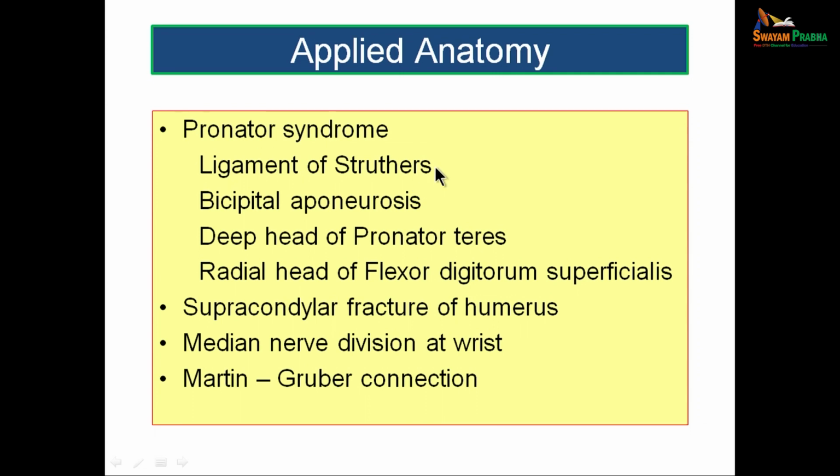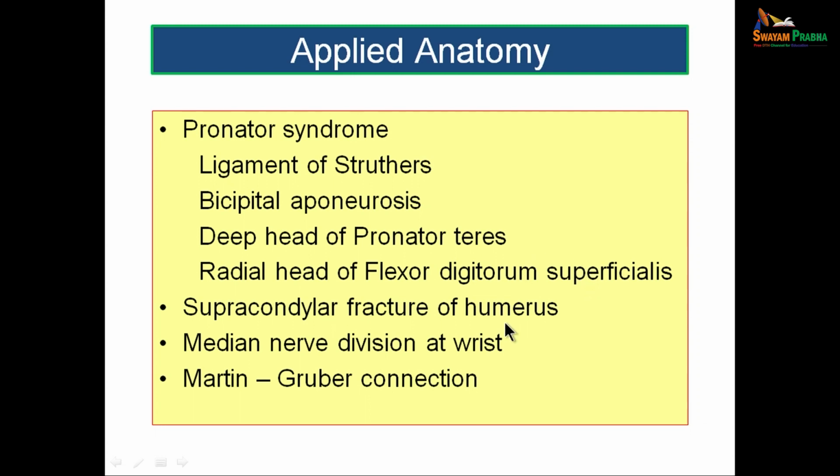So the ligament of Struthers is a ligament connecting the spur present on the medial epicondyle to the accessory head of coracobrachialis, which is occasionally present. This is seen in 17% of the population. Next, it can get compressed deep to the bicipital aponeurosis as it runs in the cubital fossa, or it can get compressed by the tendinous edge of the deep head of pronator teres, or by the radial head of flexor digitorum superficialis as it is passing deep to the tendinous arch and entering the forearm flexor compartment.